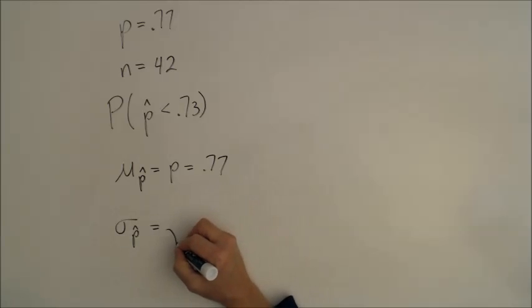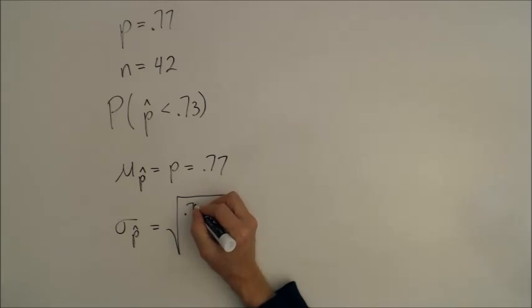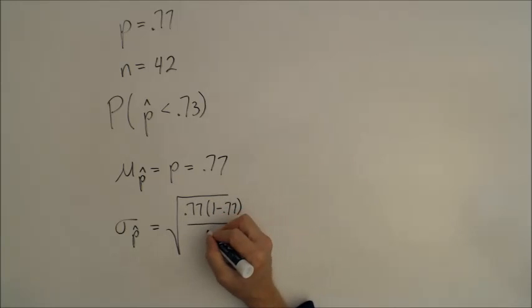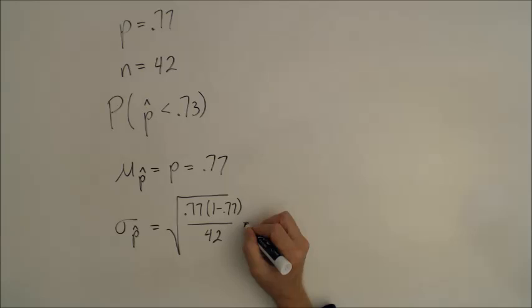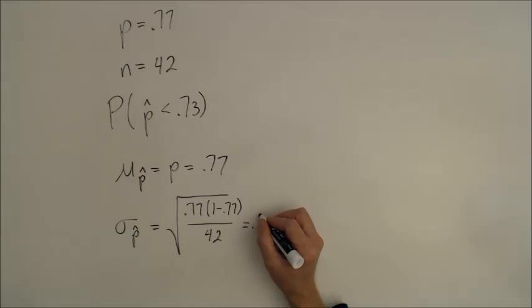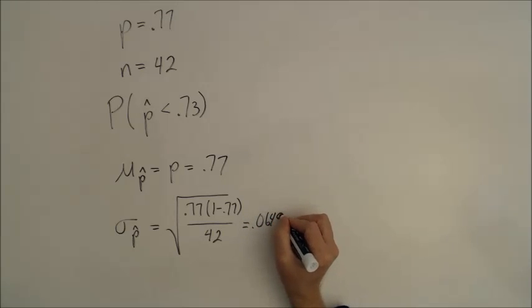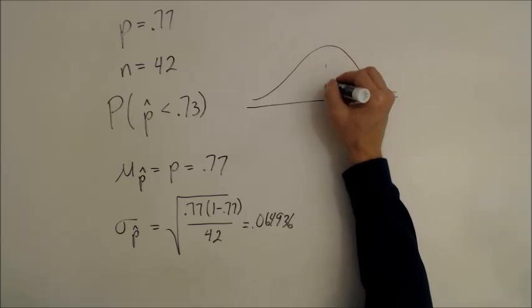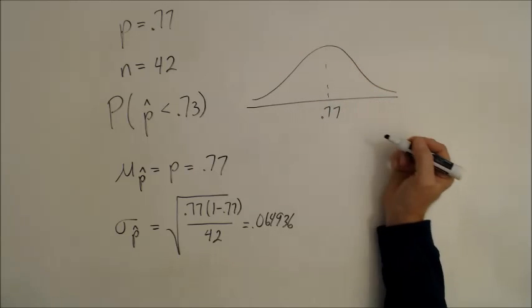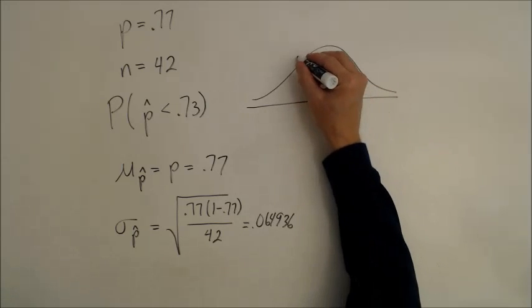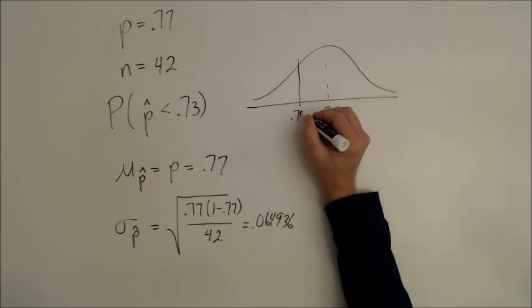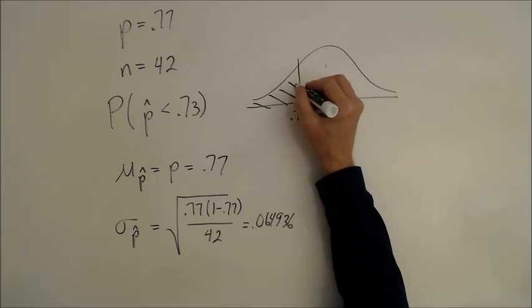The standard deviation can be computed based on that value of p as well, in addition to dividing by the size of the sample. Dividing by 42 and taking this square root, we have a standard deviation of about 0.064936. Thus, for this distribution of sample proportions centered at 0.77, we can find the percentage of such samples that would have a sample proportion less than 73%.